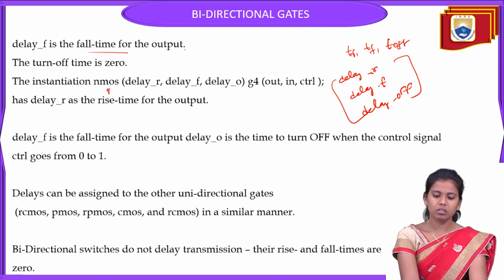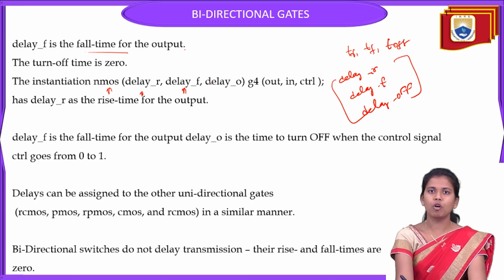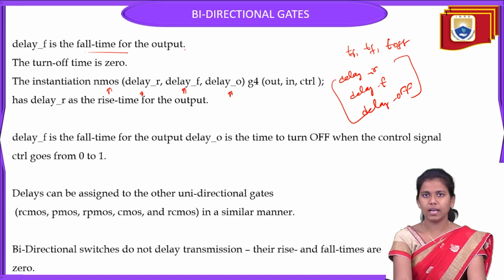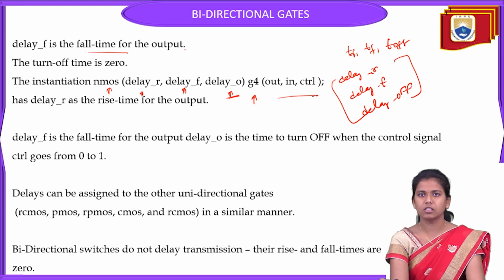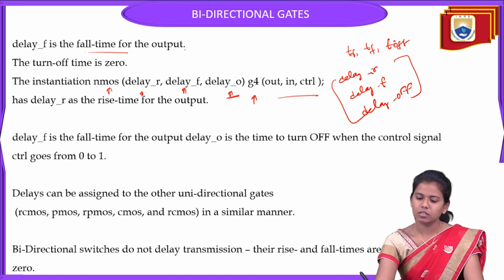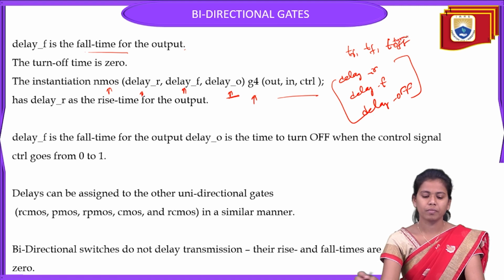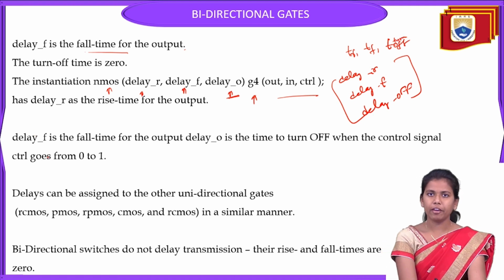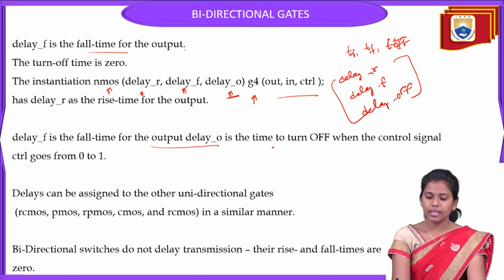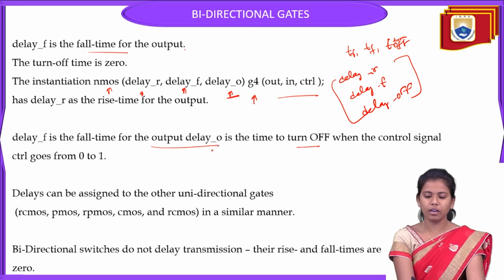This is an NMOS, with delay R (rise time), delay F (fall time), as well as the turn off time. G is the gate, then the terminal list. This is the turn off time. Here delay F is the fall time for the output, and delay O is the turn off time. So here we are representing the turn off time as delay O.